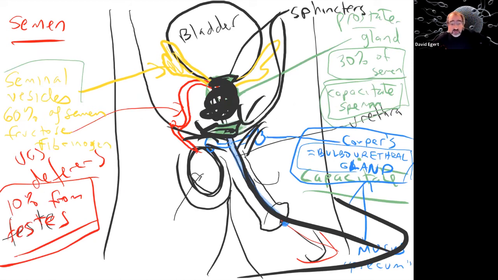The last thing we should mention is just obviously, to achieve penetration of the vagina, you can't have the penis be this floppy thing here. So there's penile erection. So let's just talk very briefly about that.